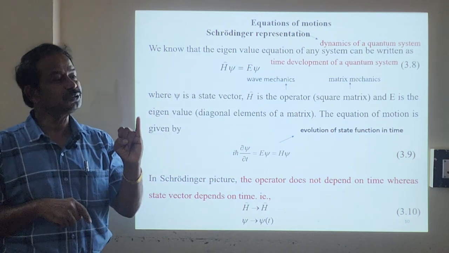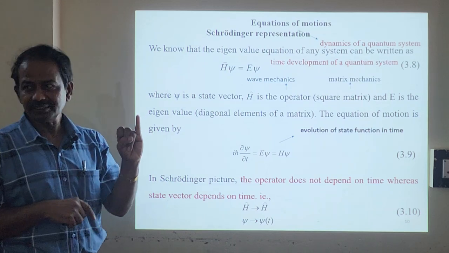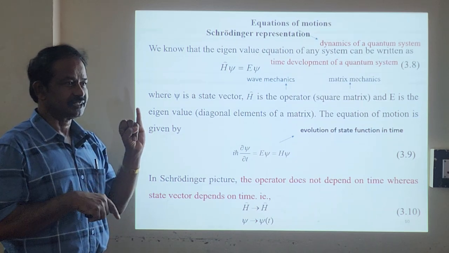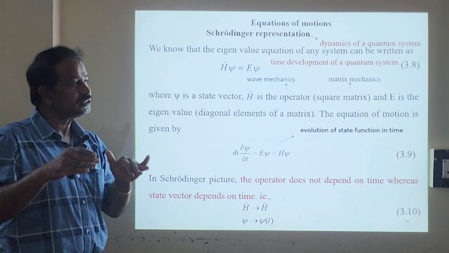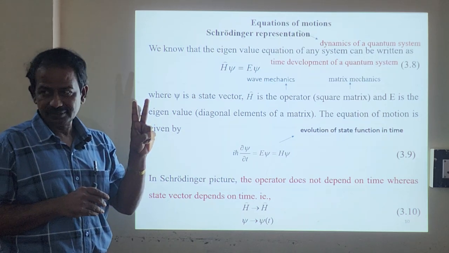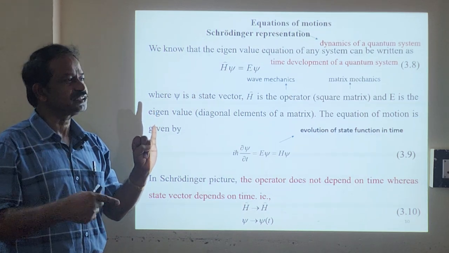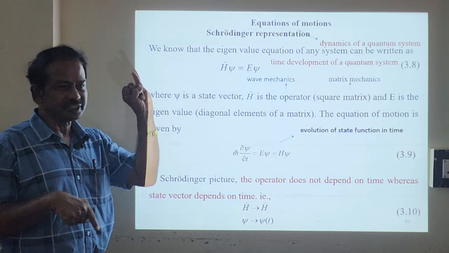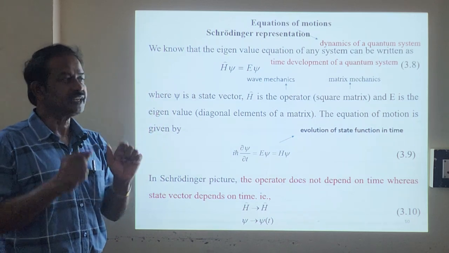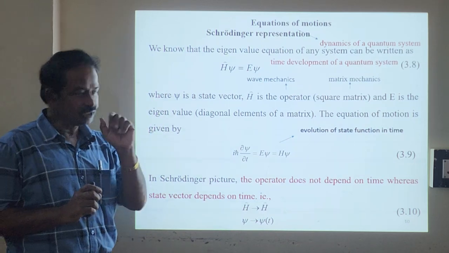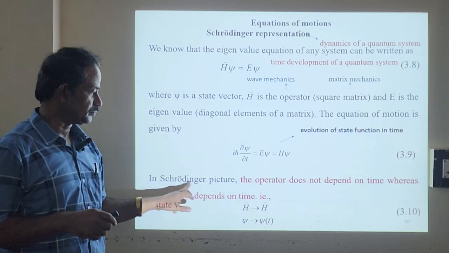Our aim is to find out only two things for every picture. The first one is the wave function of the Schrödinger picture, the wave function of the Heisenberg picture, and the wave function of the interaction picture. And the second one is the equation of motion for every picture. So these two things only we are going to find out. Now we will start with the Schrödinger picture.